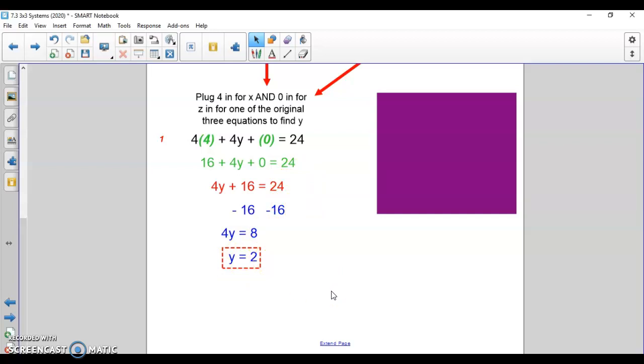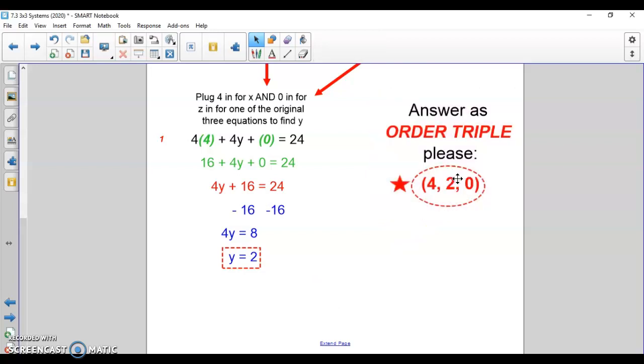Now, I preferred to see my answers as ordered pairs in the first set of systems, the 2x2s. I want to see my answers as an ordered triple, please. So my x comes first, y is second, z comes last. So it would be 4, 2, then 0 respectively for x, y, and z.